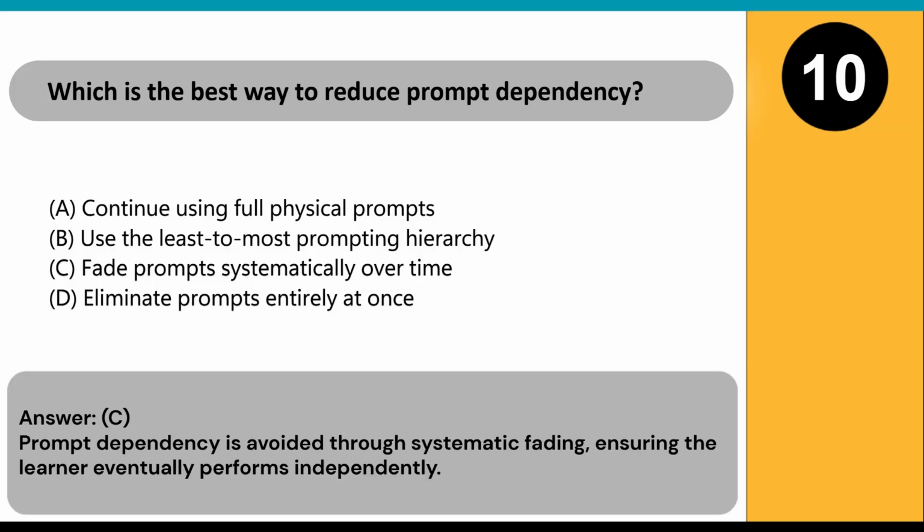Answer: C. Prompt dependency is avoided through systematic fading, ensuring the learner eventually performs independently.